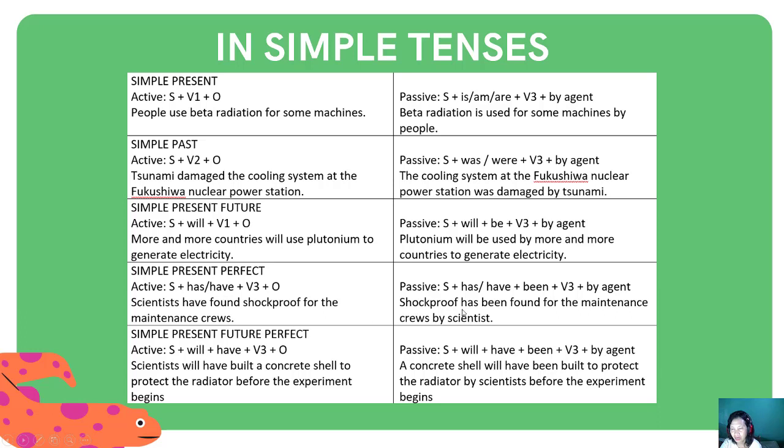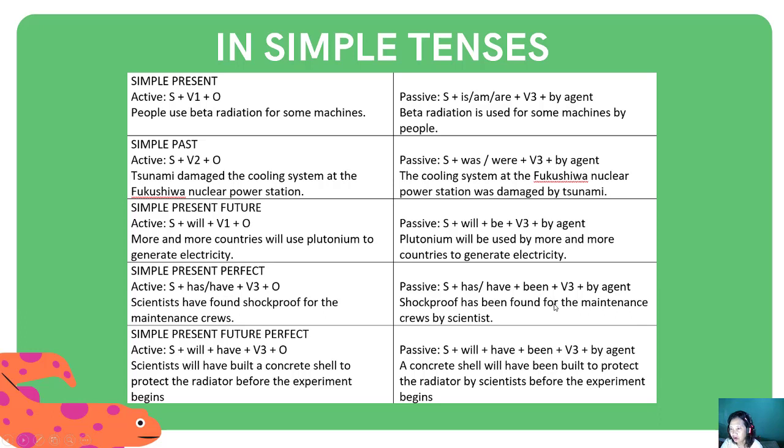Shock proof has been found for the maintenance crews by scientists. Be careful with this. You must be careful with the verb agreement in this sentence or any active voice. Scientists, this is plural, so have, but here it is singular, so use has. So be careful with this, especially in tenses that relate to the verb agreement.